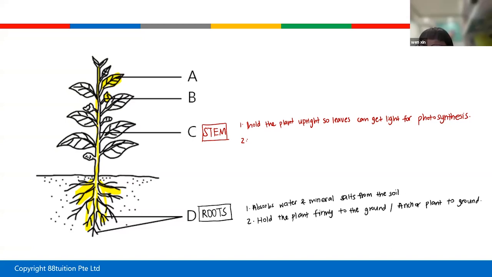Water. Only water and mineral salts? From the where to the where? From the soil to the leaf. From the soil? From which part of the plant? The stem.